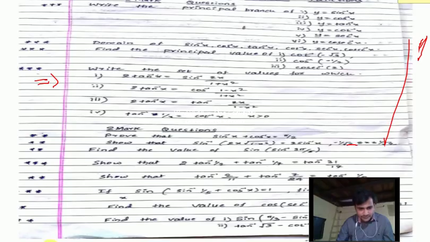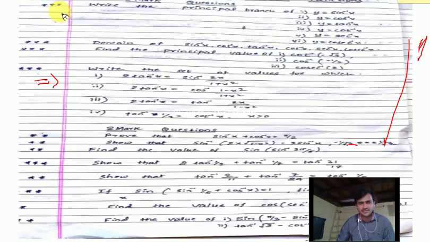Then you have the chapter inverse trigonometry. In this chapter, you can easily score marks because the 1 mark question will always be: write the domain and ranges of those 6 inverse trigonometric functions. You go through the book, y is equal to sin inverse x, cos inverse x, tan inverse, sec inverse, cot inverse, cosec inverse. Learn the domain and ranges of these functions by heart.